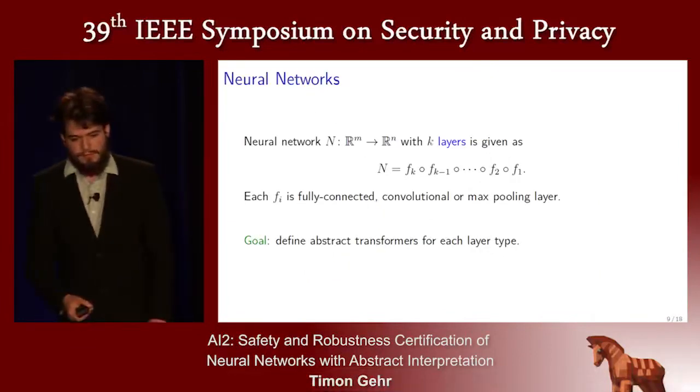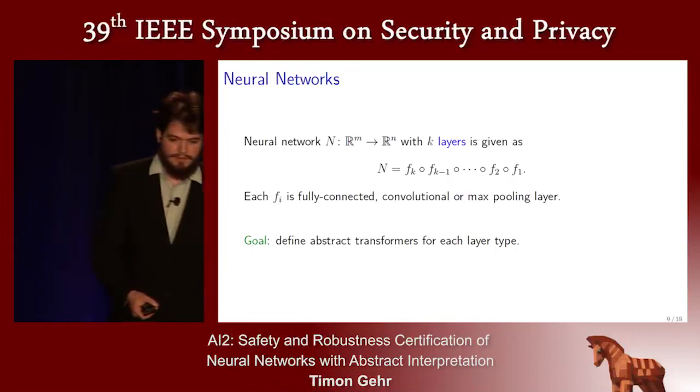So now, what are neural nets? Neural networks are just some compositions of layers, and for us, each layer is either a fully connected layer, a convolutional layer, or a max pooling layer. And our goal will be to define abstract transformers for each layer type, because abstract interpretation is compositional. So if you can do it for 2 functions, you can do it for the composition. It may not be the best way to do it, but you can.